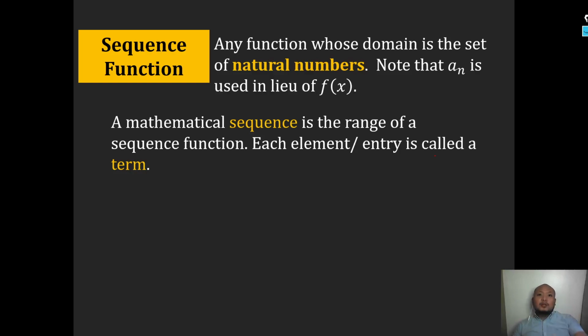Now, kung ano yung output, kung ano yung lalabas, and you arrange them in a sequence, then what you come up with is what we call a mathematical sequence. That is the range of the sequence function, and each element in that particular range is called a term of the sequence itself. Now, we'll understand this in a bit better.